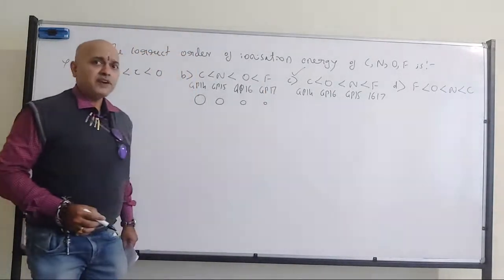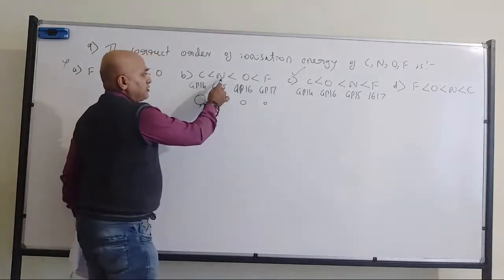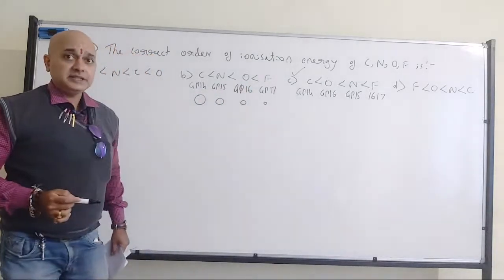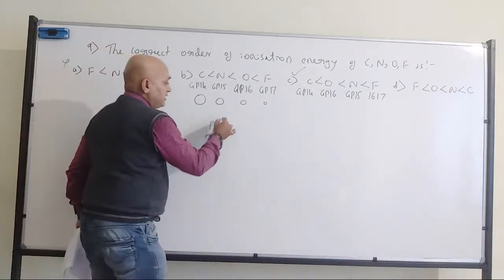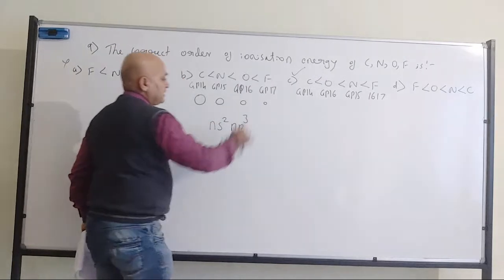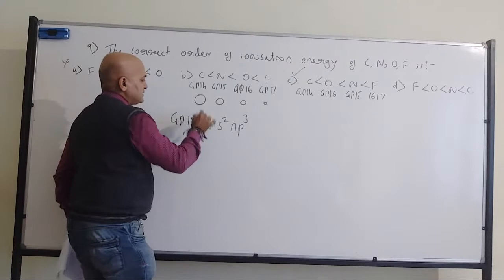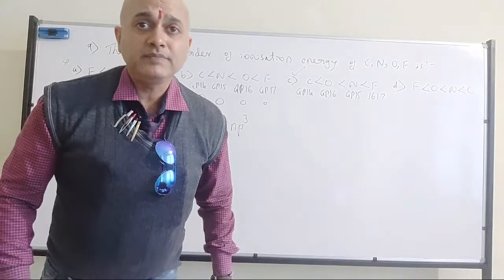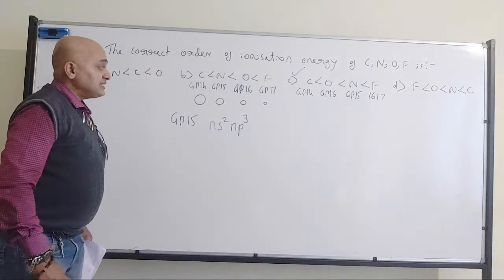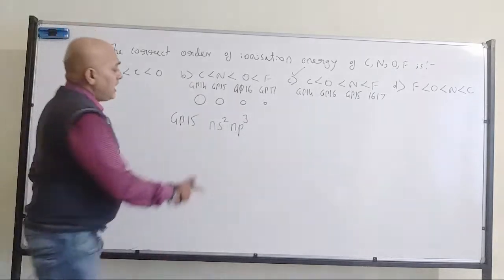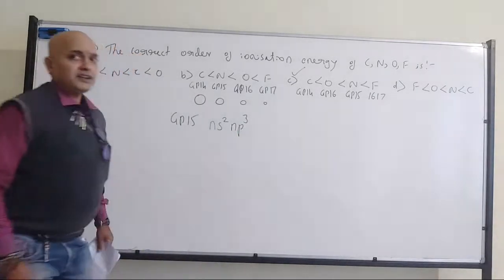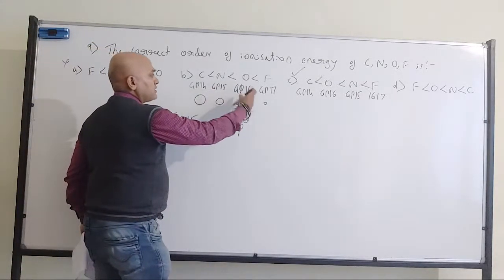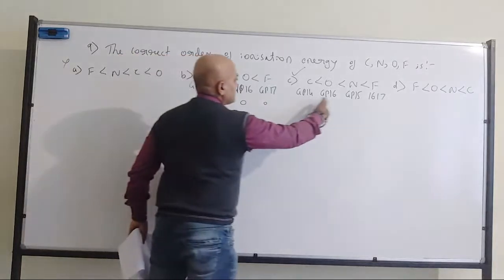If I see the nitrogen, although it belongs to group 15 and oxygen belongs to group 16, due to the stable electronic configuration, group 15 elements will have higher ionization enthalpy. There will be higher ionization enthalpy due to the half-filled, stable electronic configuration. Therefore, group 15 should come this side and group 16 should come this side.